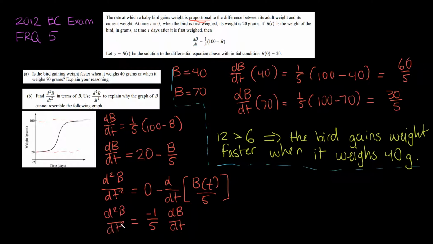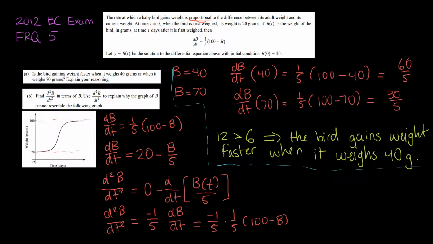And at this point, normally in a problem, you might be stumped, because this is just a harder differential equation. You don't know what db dt is. But in this special case, the problem tells us what that first derivative is. So we can go ahead and substitute that in to get the second derivative, which is going to be negative 1/5 times positive 1/5 times 100 minus b.